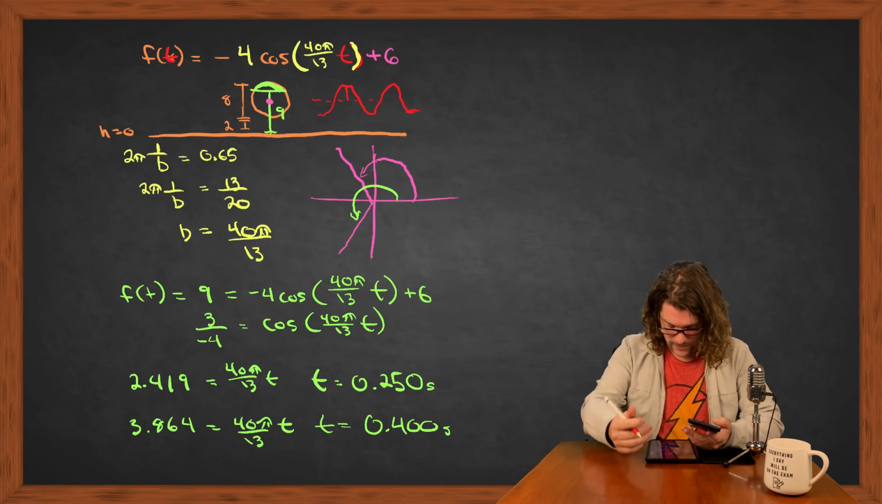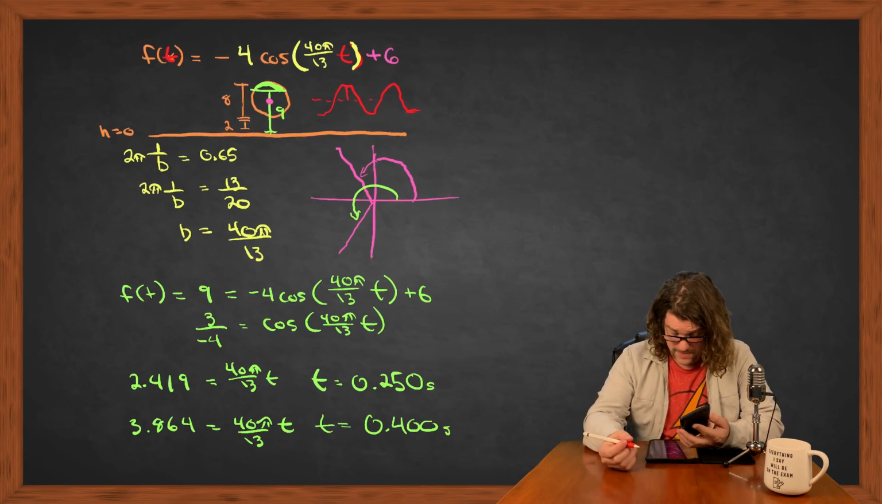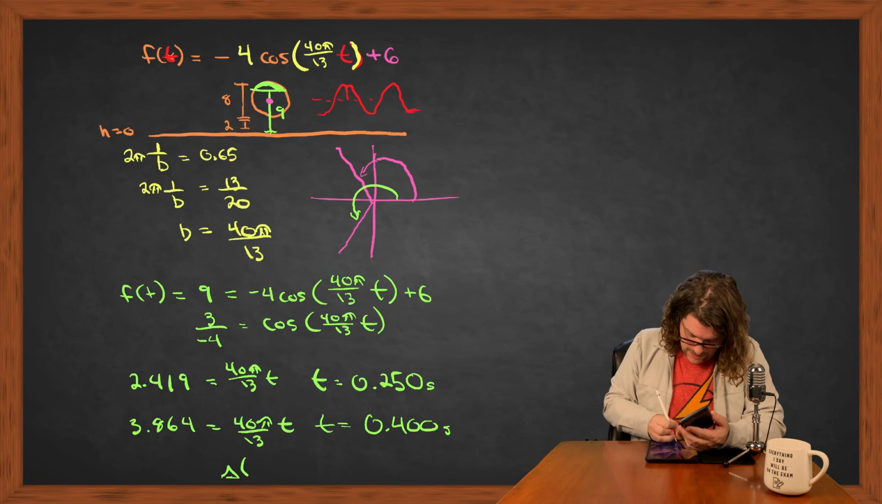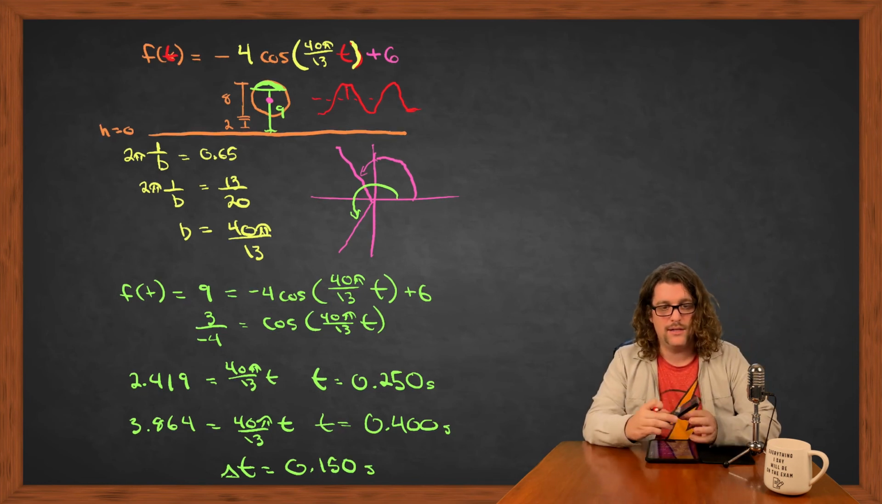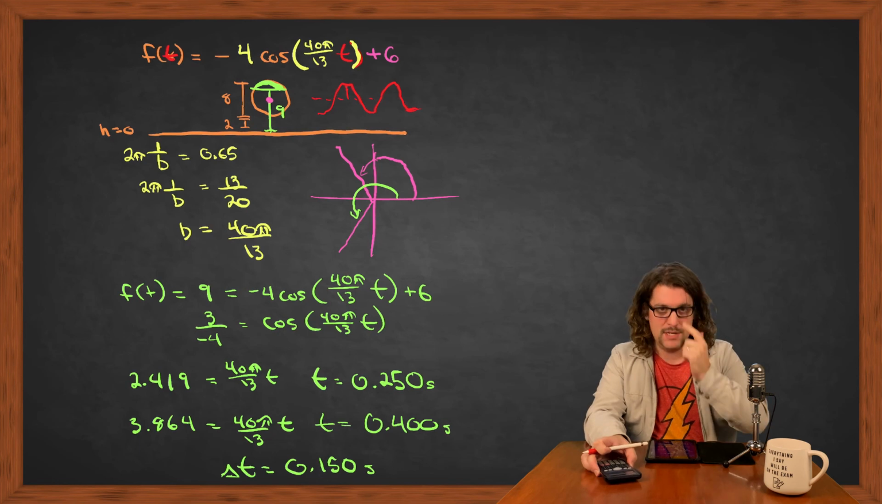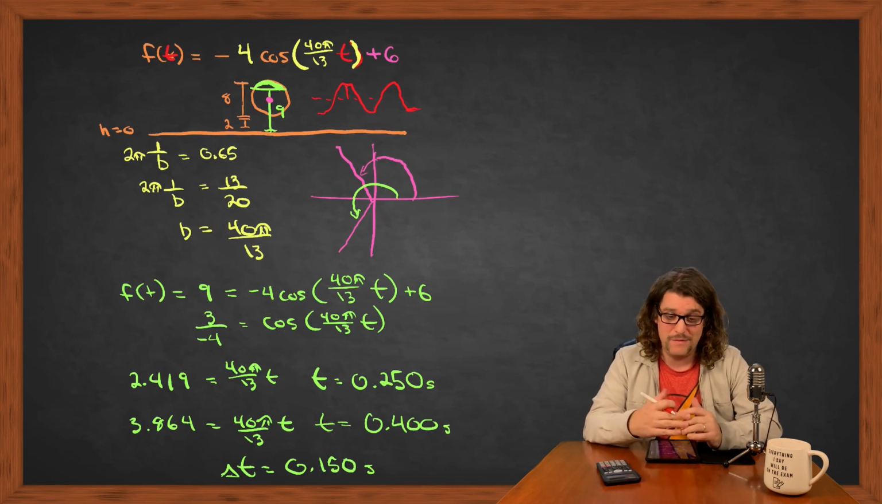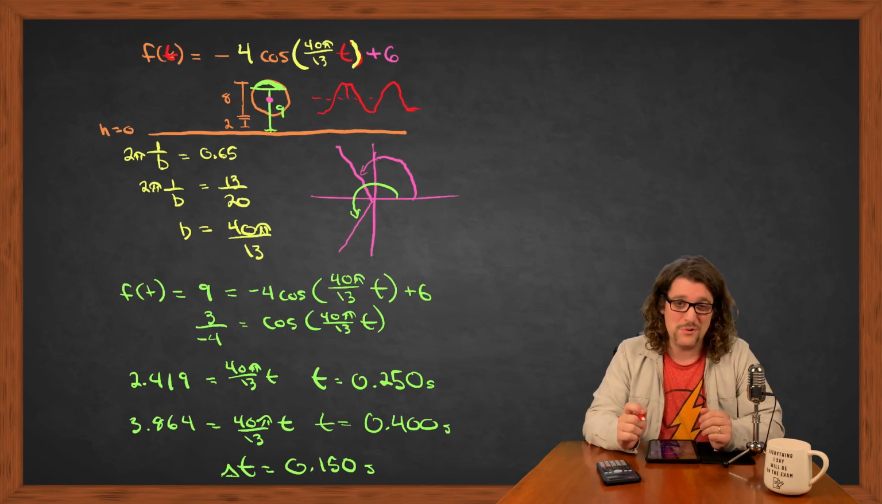So what that means is that our time period, which I'm going to call delta t, is equal to 0.15 seconds. That is how long little Henry Hamster is going to be able to see out his window if we follow along with the wording of the original question.